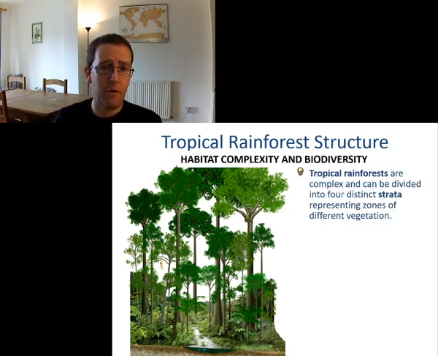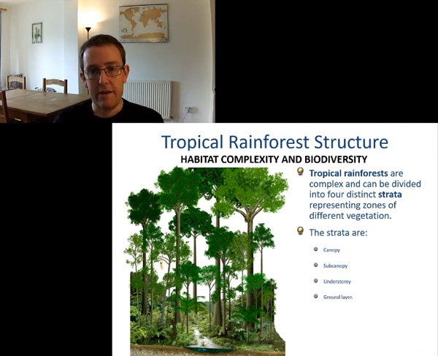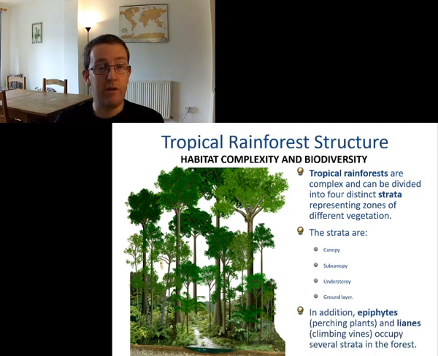So we've got tropical rainforests, very, very complex. If you studied any geography, you might know about what's called strata. So you might know that there are lots of different areas in a rainforest. There's the canopy, the subcanopy, the understory, the ground layer, right? And obviously there are lots of other plants that grow on other plants, called epiphytes, and so on and so forth. So you can see that's an incredibly diverse environment.